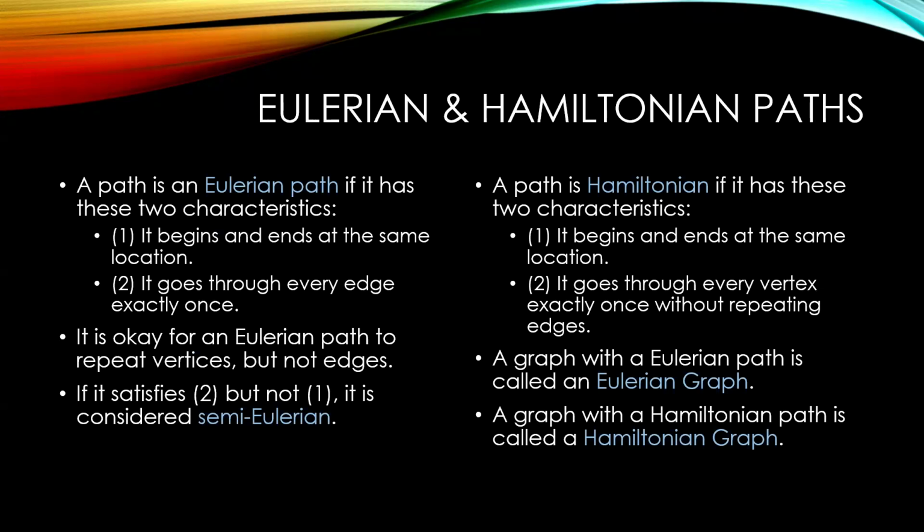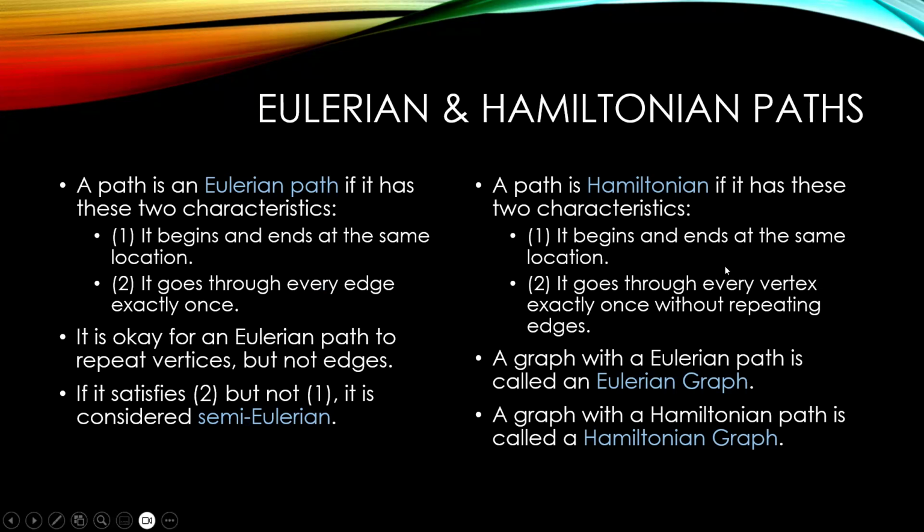A path is an Eulerian path if it has these two characteristics: it begins and ends at the same location, and it goes through every edge exactly once. Now we're starting to get back to the idea of the Konigsberg problem, which we started with. For it to be Eulerian, it's okay for the path to repeat vertices, but you're not allowed to repeat edges. We say that a graph is semi-Eulerian if it goes through every edge exactly once, but it doesn't necessarily have to start and end at the same location.